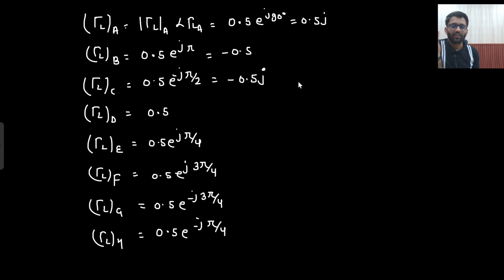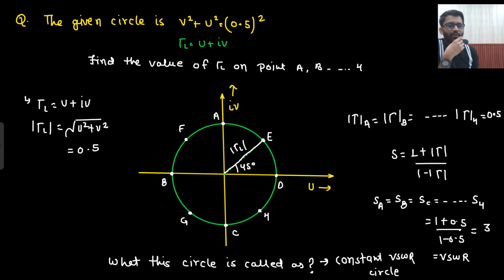If you are following this playlist right from the beginning, then certainly you would be able to write it down. So what we got to know is that on the UV plane, if I make any circle, then on that circle all the points will have the same gamma value, and that circle is known as the constant VSWR circle. On the UV plane, any circle will have a lot of points, and at all the points you will have the value of mode of gamma equals to constant.